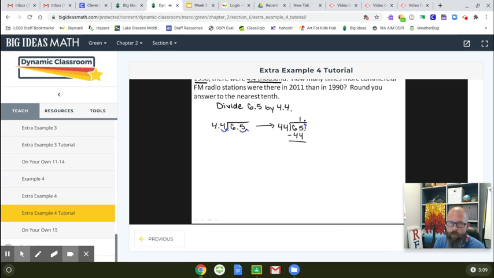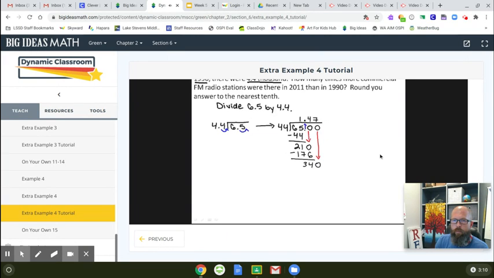Then 44 goes into 210 4 times. 4 times 44 is 176. 210 minus 176 is 34. There is another implied 0 in the hundredths place, so you want to bring down this 0. Then 44 goes into 340 7 times. 7 times 44 is 308. 340 minus 308 is 32.